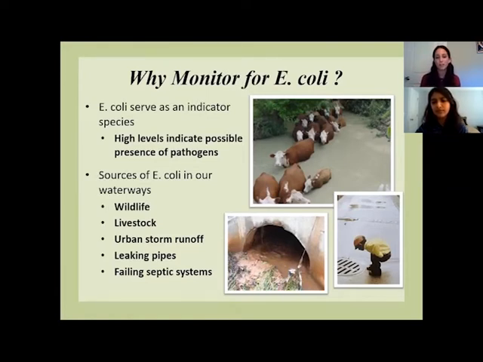And finally, leaking pipes and failing septic systems, that's just human sewage.